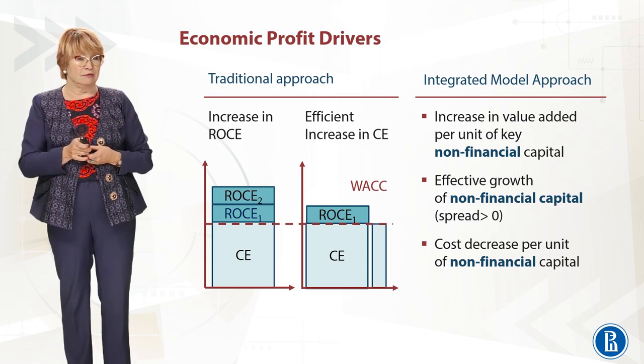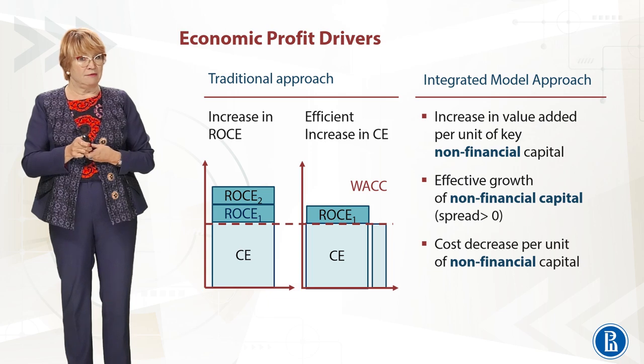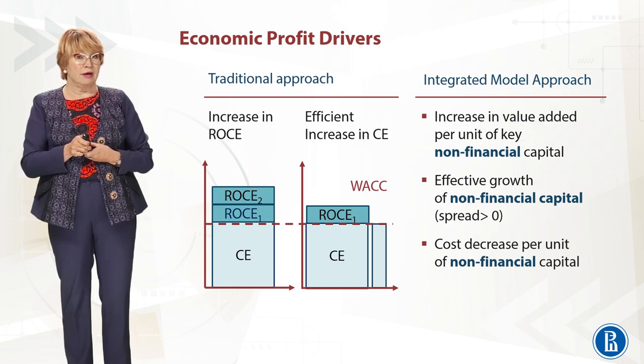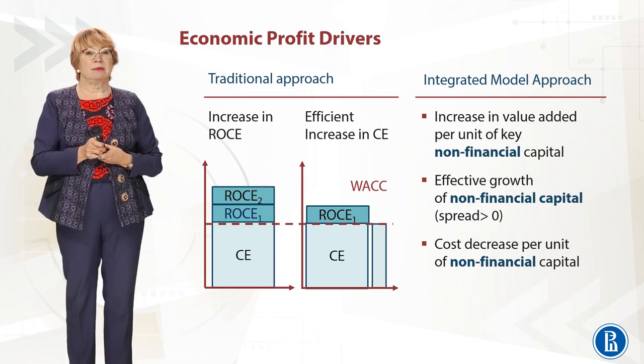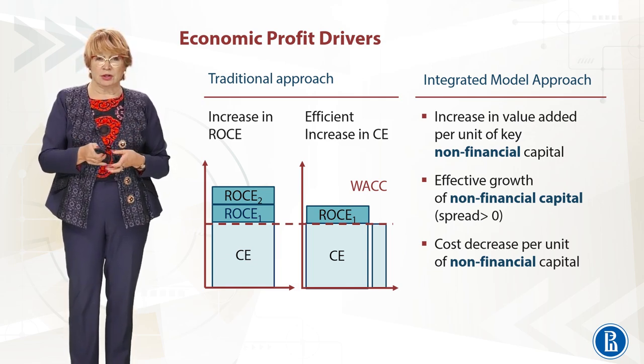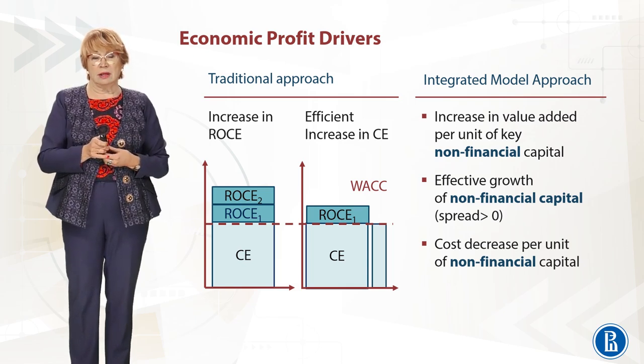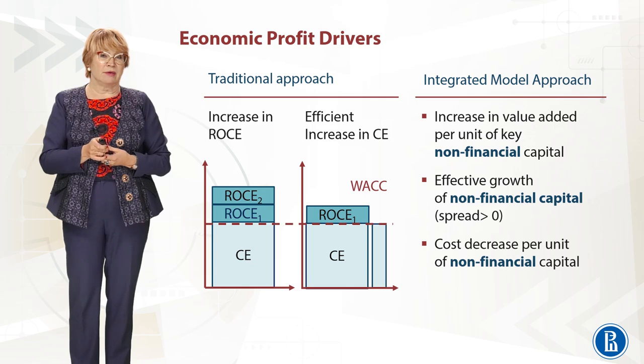So the increase in the value per unit could also be reached if you try to get more efficient investments into non-financial capital. If you are using your non-financial capital in a more efficient manner, then the effective growth of your non-financial capital, compared to the effective growth of your traditional capital, manufactured capital in your tangible assets, will also become a driver behind the positive economic spread.